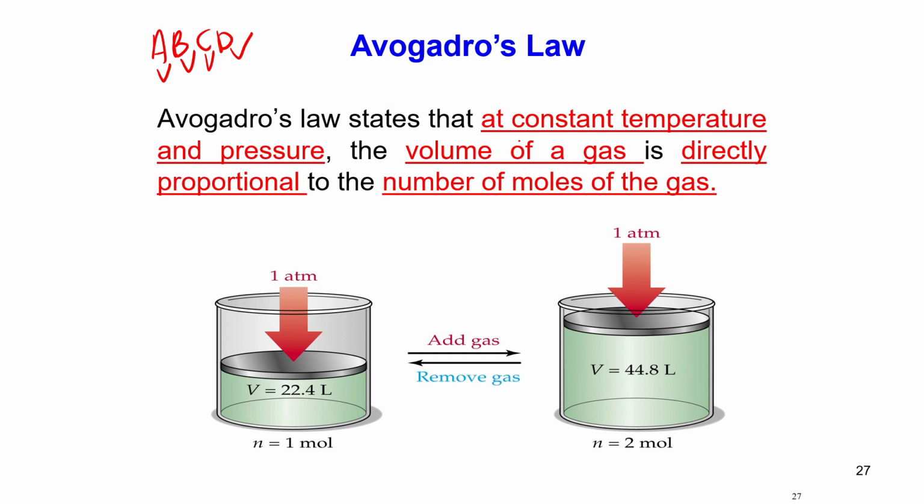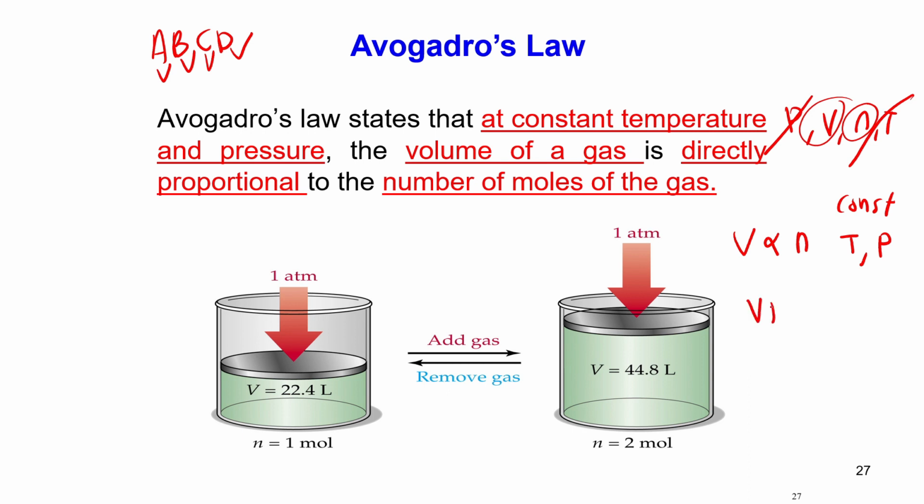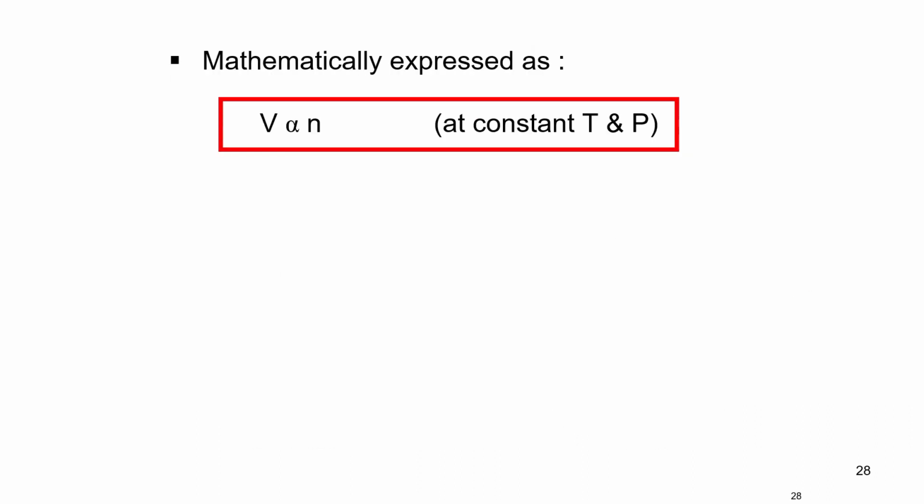This law states that at constant temperature and pressure, we have 4 parameters, P, V, N and T. So, at constant temperature and pressure, T constant, P constant, so we relate V with N. So, volume of gas is directly proportional to the number of mole. So, V proportional to N. Meaning, when we increase the volume of gas, the mole of gas will also increase. Okay, V proportional to N at constant T and P.